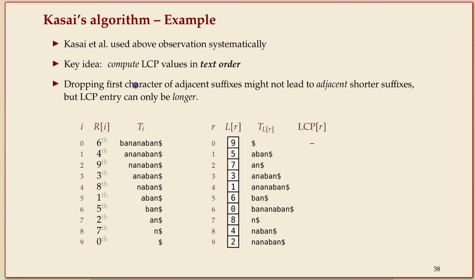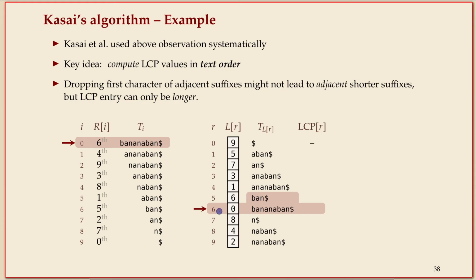And so in this case, when you drop the first character, you may not have adjacent suffixes, but you can still use the information you learned from the previous phase. Let's see the example. We'll first look at the entire text. That's the first suffix in text order. I'm starting at index 0. I use my R array to map that to the right-hand side. So I know I'm at position 6 in here.